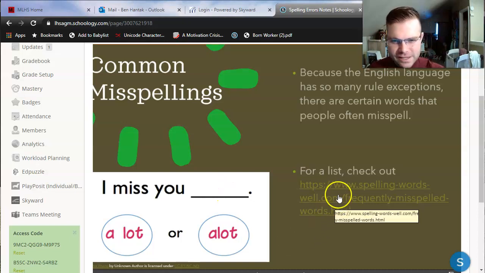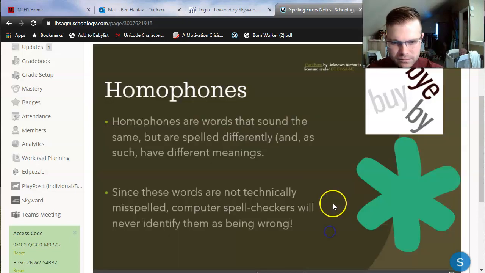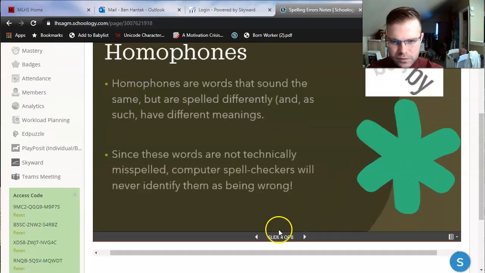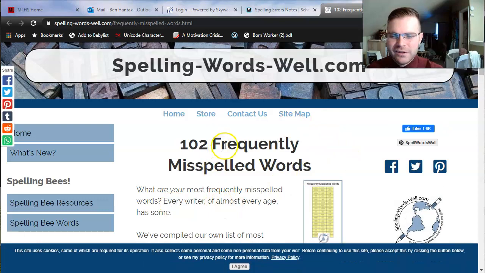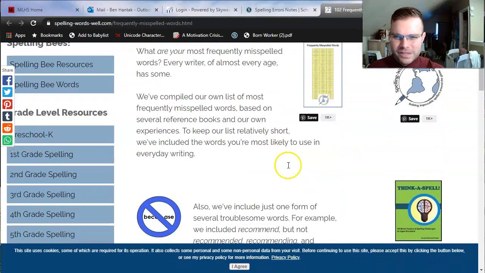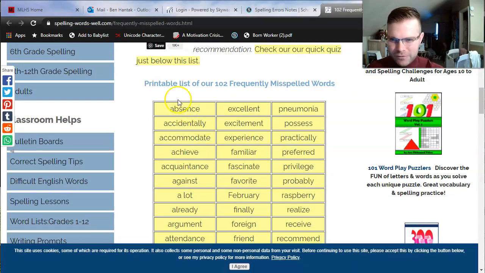I have included a list that you're free to look through here. I'm going to open it. What happens if I click it? Does it take me straight to it? Yeah, it opens up a new tab. So there are a lot of these lists online of frequently misspelled words, but I like this one because it goes in alphabetical order. So words like, there's "a lot" right there.